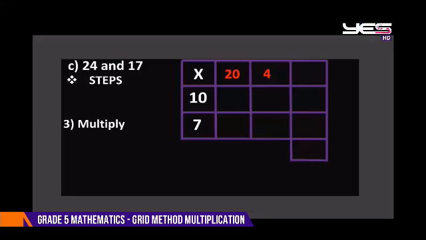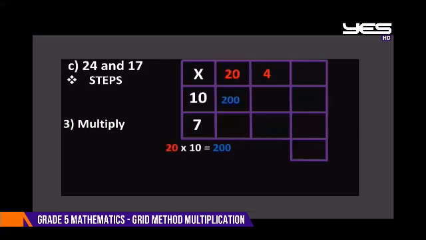Then the next step is we need to multiply. So we need to multiply this 20 and 4 separately with 10 and 7. Okay. So first we will multiply 20 and 10. 2 times 1 are how much, children? 2, right? So when we add the corresponding zeros, it will be 200.